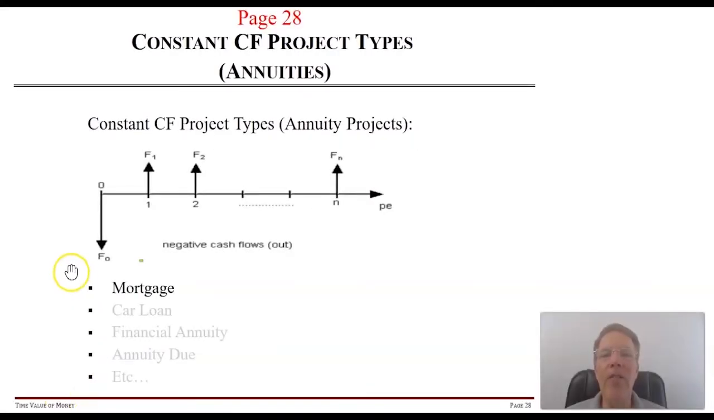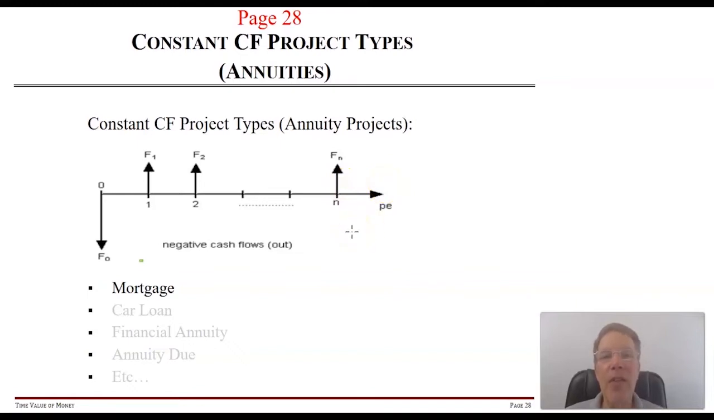Okay, welcome back. Let's take a look at what we call constant cash flow projects or annuity projects. So what do we mean by this type of project? In general, they take on the form shown in this cash flow diagram here. If we're looking from a lender's perspective, for example, at t=0, they're going to have a negative cash flow, lending money to a borrower who is then going to give them back a series of payments of equal amounts.